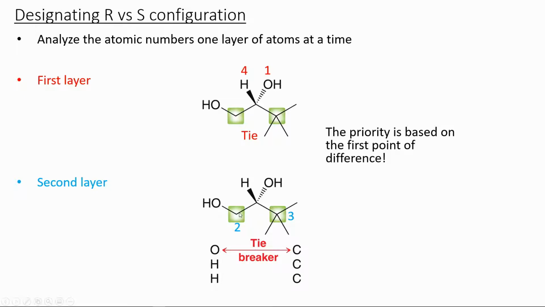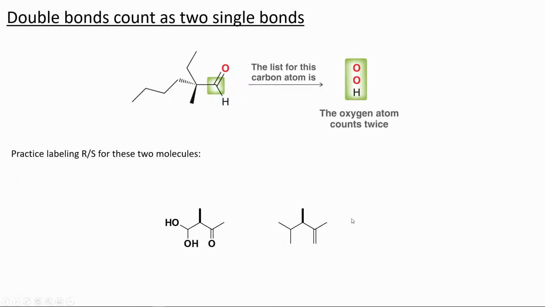And the left side here will have the highest priority. If we run into an example where we have a double bond, so for example this molecule, the double bond counts as having 2 bonds to that atom. So the way we would count this carbon is bonded to 2 oxygens and a hydrogen.